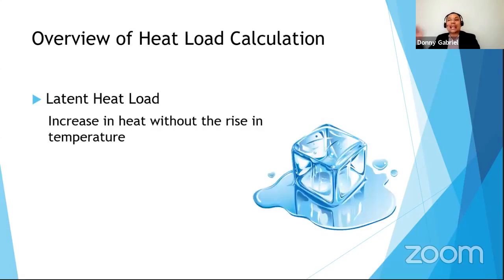Another one is the latent heat load. Latent heat load is the increase of heat without the rise or fall in temperature. We can observe this increase of heat by the change in phase. An example is this ice. The ice is melting. The water around it is 0 degrees Celsius. The ice is also 0 degrees Celsius. There's no change in temperature, but the water is changing in phase from solid to liquid due to the increase in heat. That heat is characterized by latent heat load.